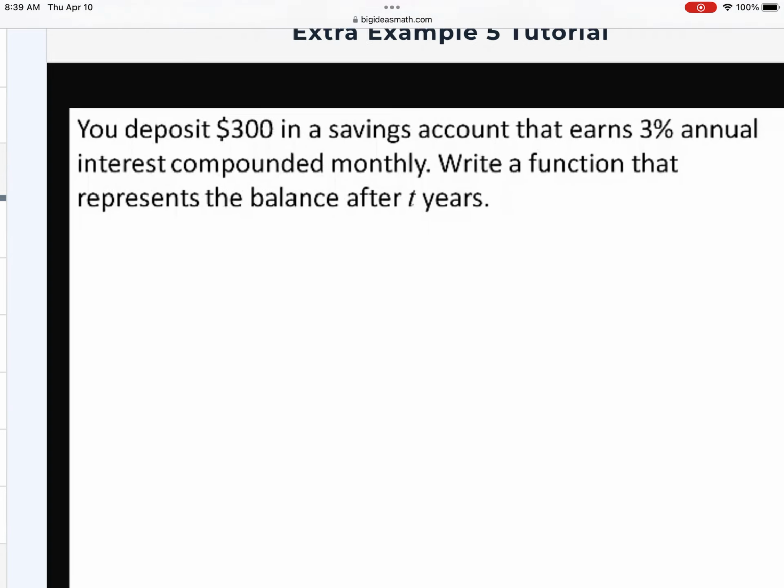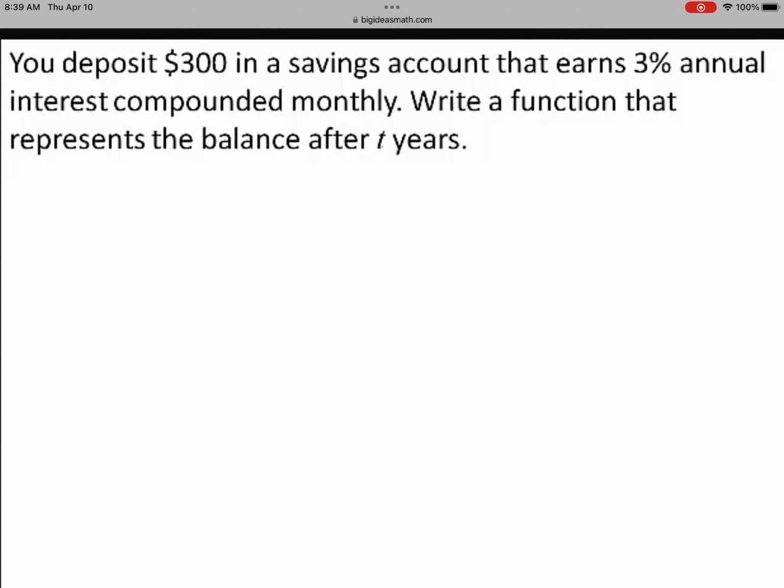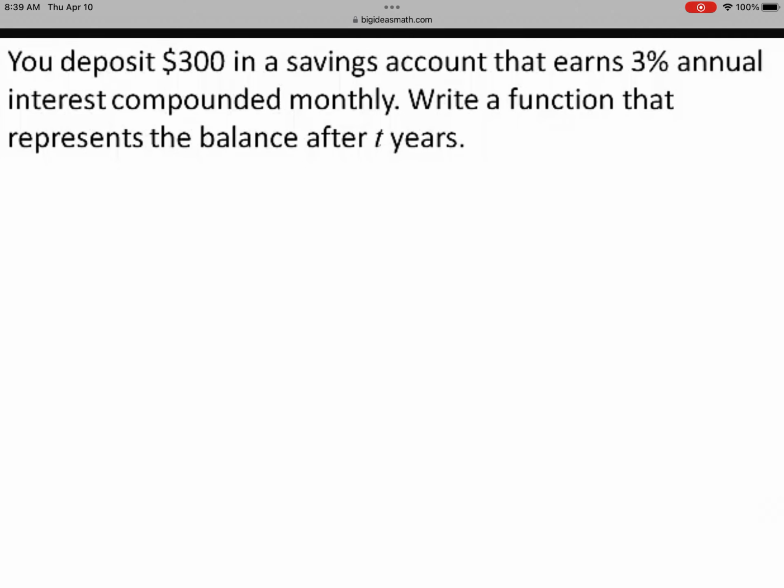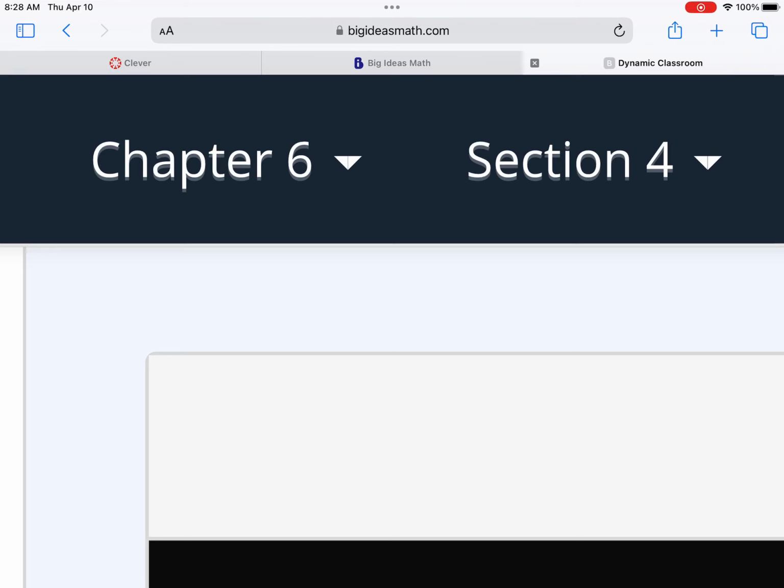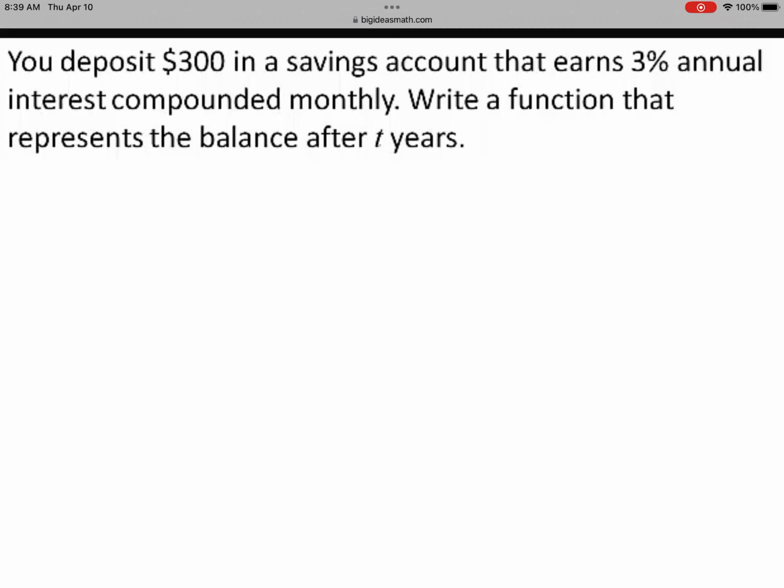You deposit $300 in a savings account that earns 3% annual interest compounded monthly. Write a function that represents the balance after t years. First, write the compound interest formula. y = P(1 + r/n)^(nt).